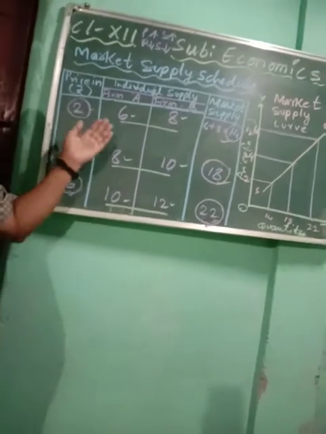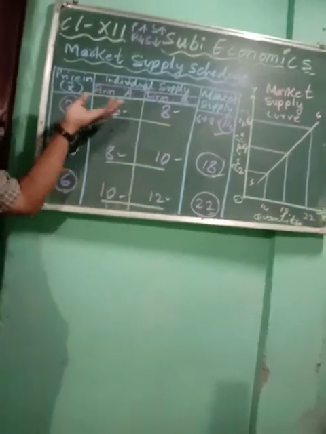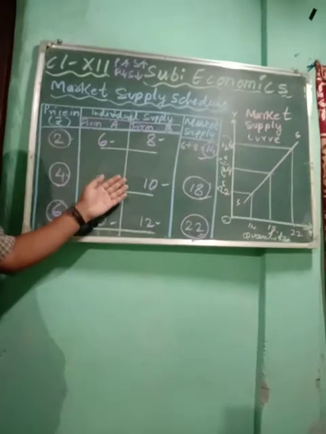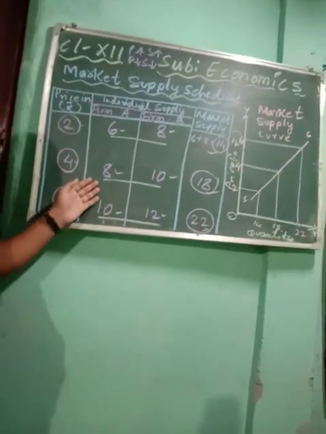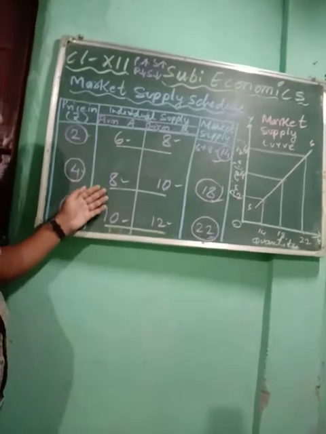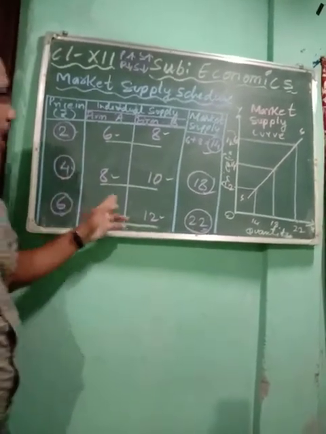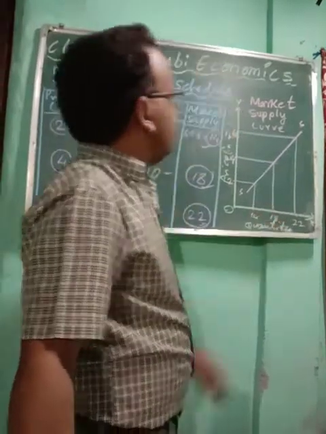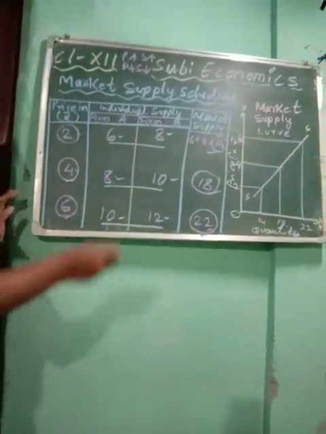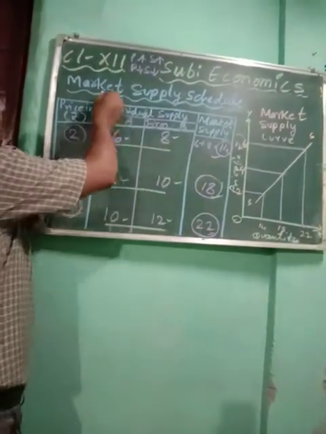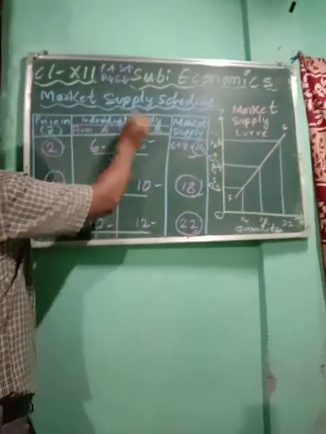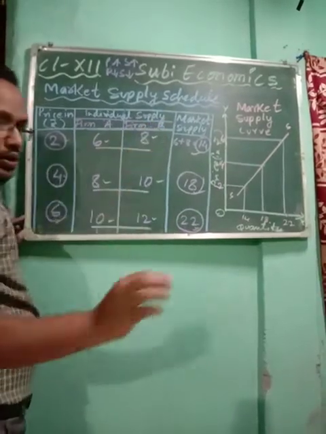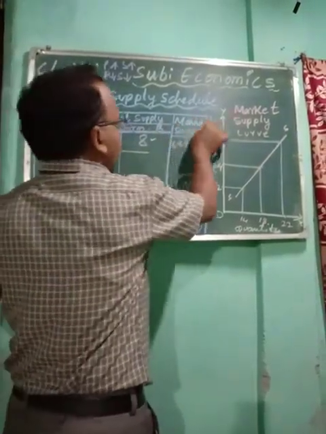Okay, now see, there is nothing else, you just have to know that you have to prepare a schedule, and by looking at the schedule you have to prepare this market supply curve. So once more, see what you are writing for the market supply curve. First you will write price, individual supply, you will take form A, form B. Then in the last column you will write market supply.